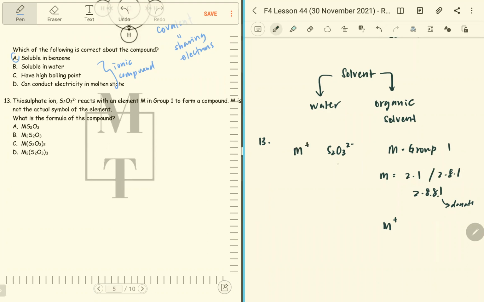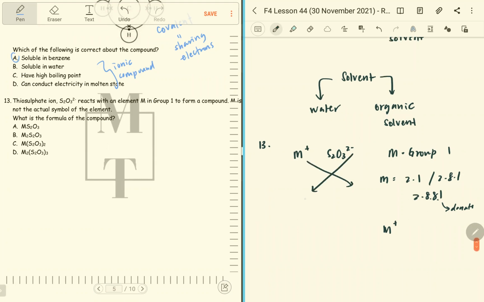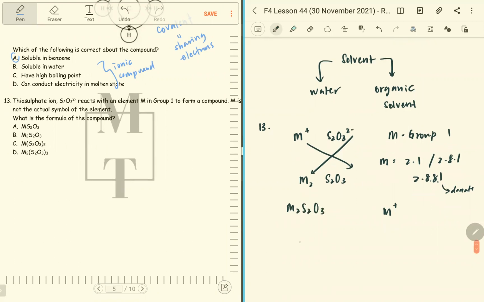And can you see here? You can just do the usual cross method. Just bring down the charge in the opposite end, and copy down the alphabet. The 2, I bring down from the right to here, and then S2O3, the whole thing is 1, so you don't have to write it. 1 is always hidden, so you can just remove everything here. So the answer is M2S2O3. So the answer is B.